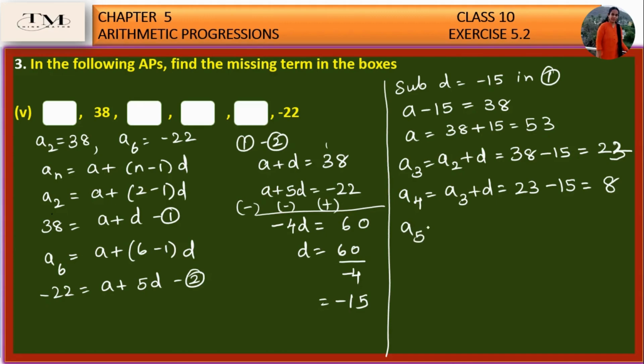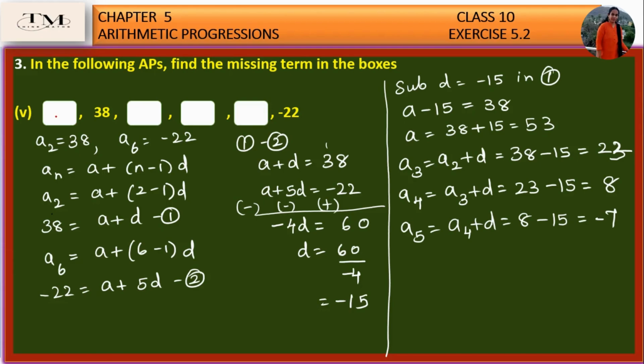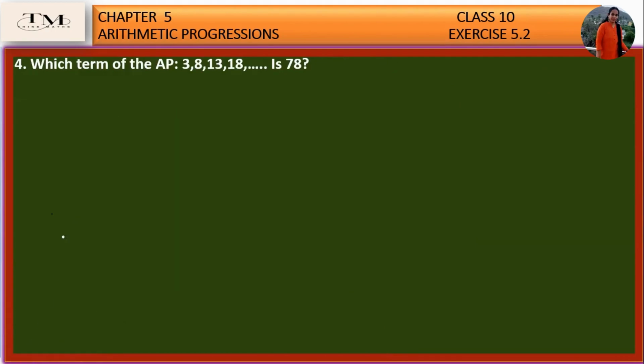Next A5. A5 is A4 plus D. A4 is 8. 8 minus 15. 8 minus 15 is minus 7. So we got all the terms. So let us write those terms. First term is A, which is 53. Third term is 23. Fourth term is 8 and fifth term is negative 7. So these are the values we got. I hope you can understand all this problem.